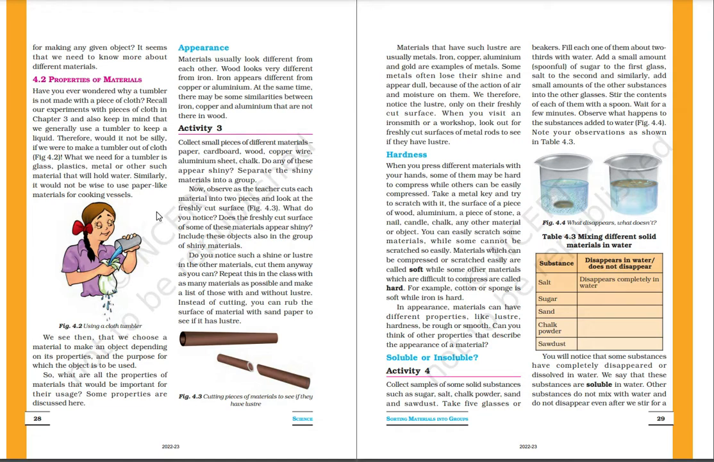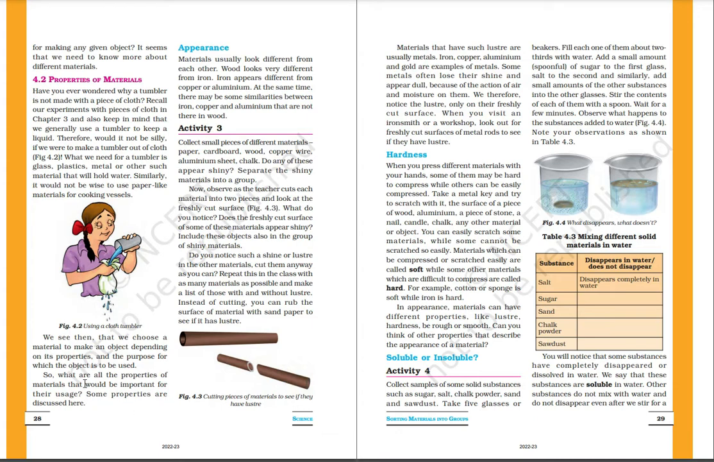We see then that we choose a material to make an object depending on its properties and the purpose for which the object is to be used. So what are all the properties of materials? What would be important for their usage? Some properties are discussed here.